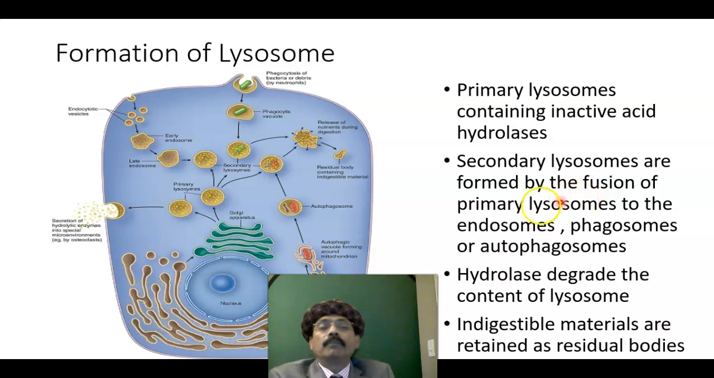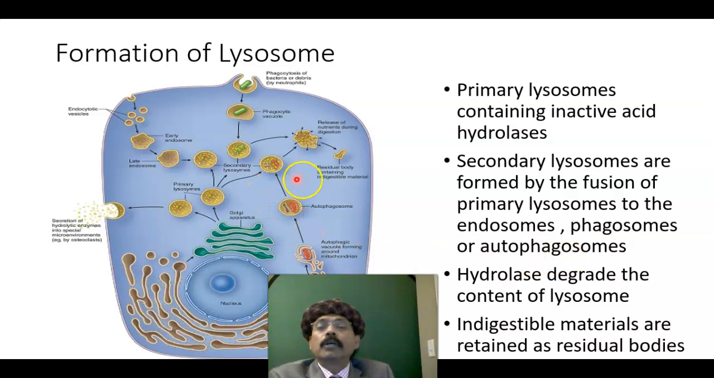Secondary lysosomes are formed by the fusion of the primary lysosome to the endosome. Here is the endosome or phagosome. Phagosome contains large material, bacteria, large debris. And endosome is just the invagination of the cell membrane. It contains some receptors and it also contains small particles. So it is formed by the fusion of the primary lysosome to the endosome, phagosome, or autophagosome.